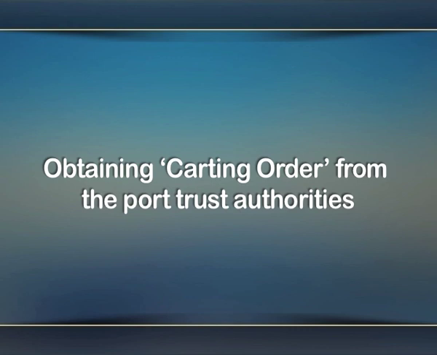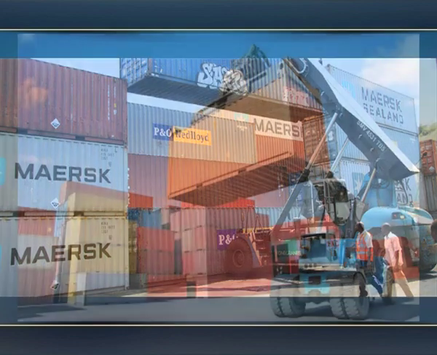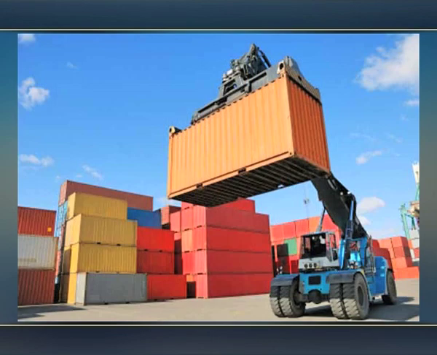Obtaining carting order from the port trust authorities. The C&F agent then approaches the superintendent of the concerned port trust for obtaining the carting order for moving the cargo inside the dock. After obtaining the carting order, the cargo is physically moved into the port area and stored in the appropriate shed.